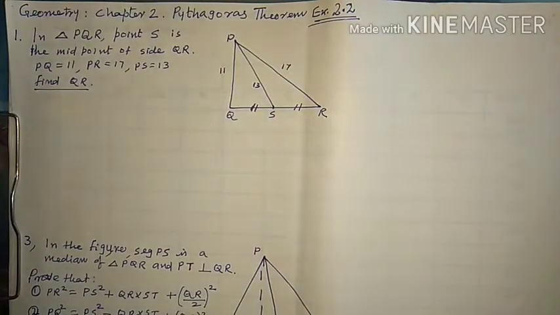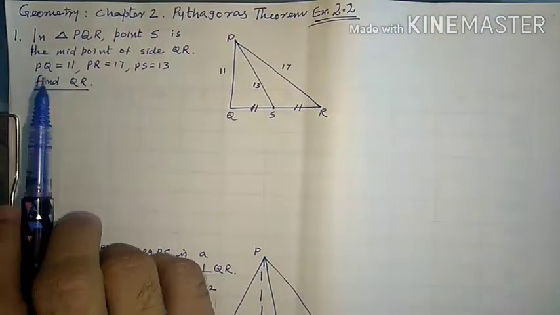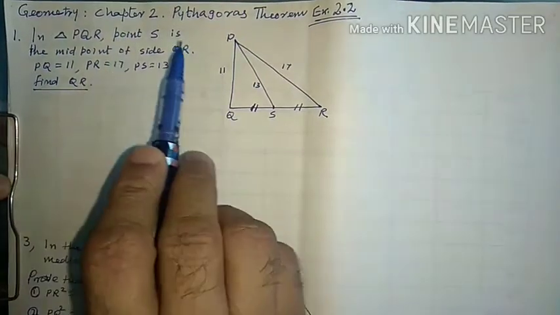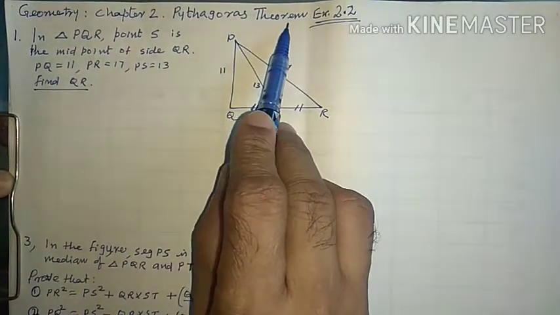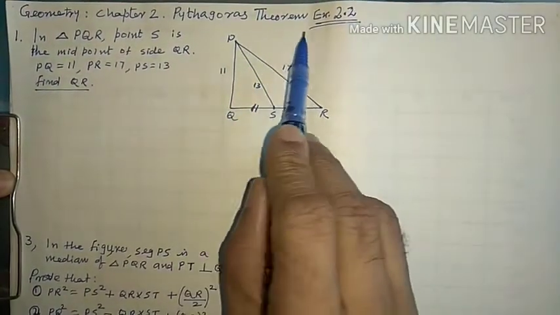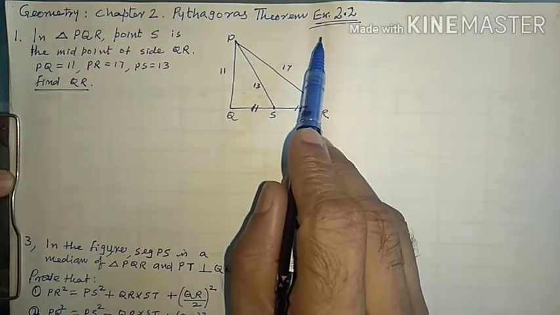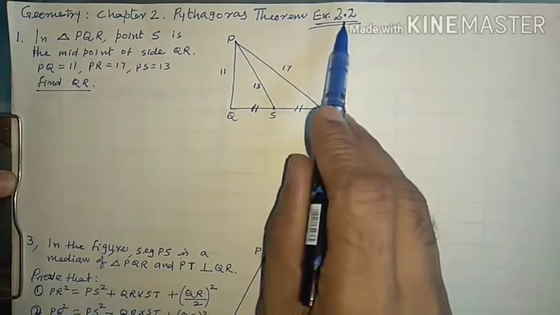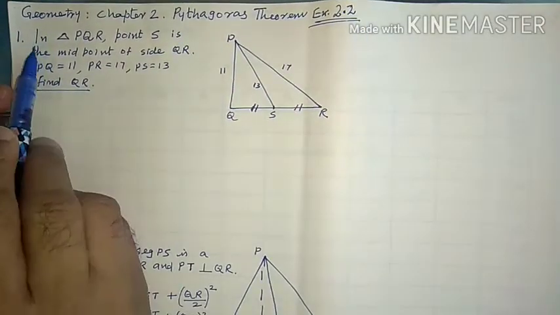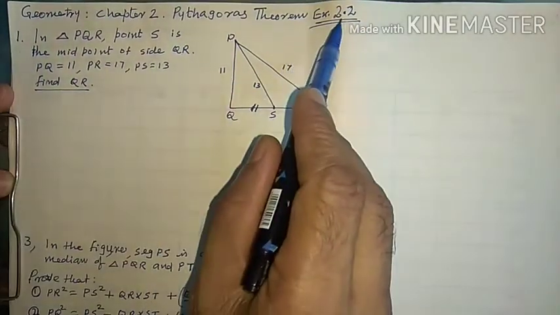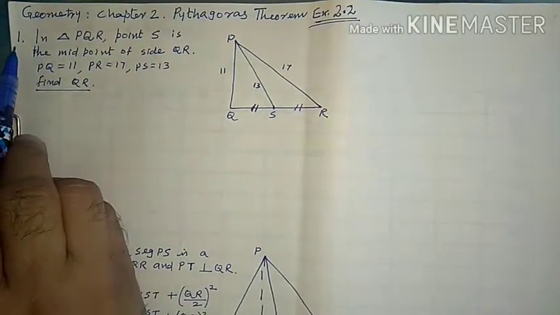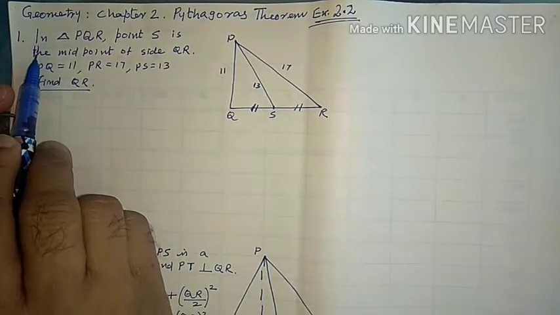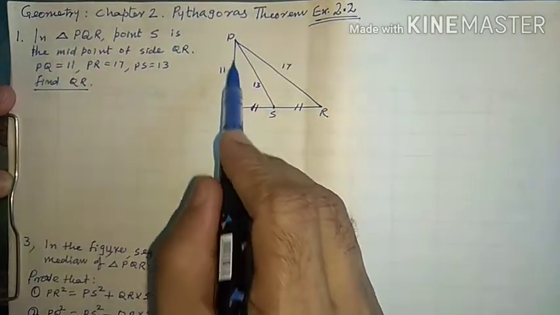Dear students, today we are starting geometry chapter number 2, Pythagoras theorem, applications of Pythagoras theorem, that is Apollonius theorem, application of Apollonius theorem, exercise 2.2. Here question number 1 out of 2.2.